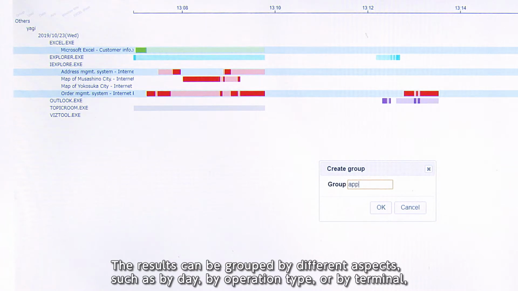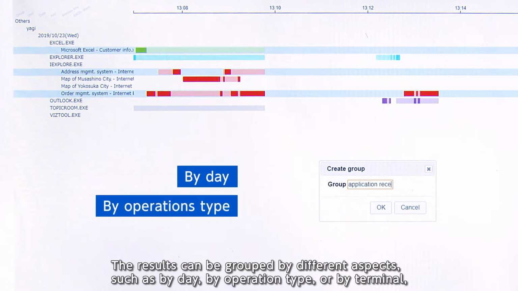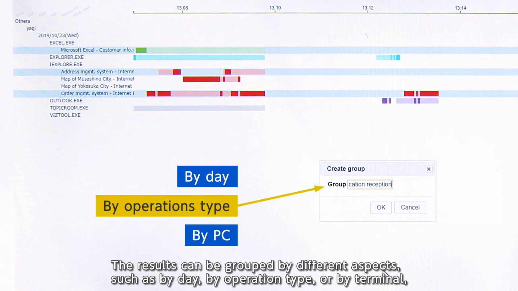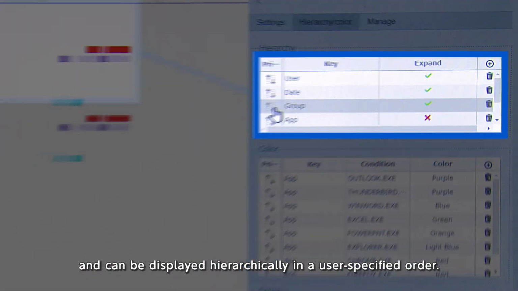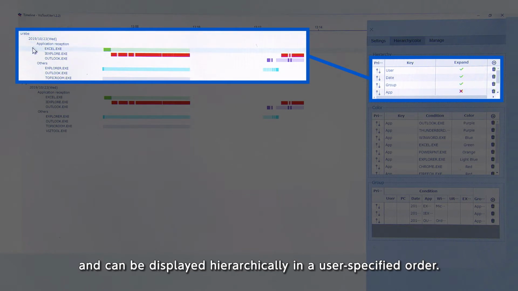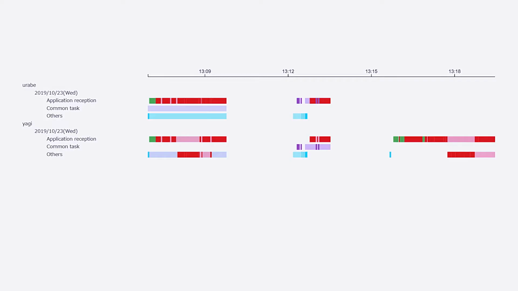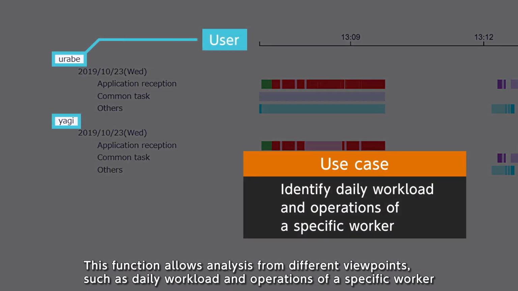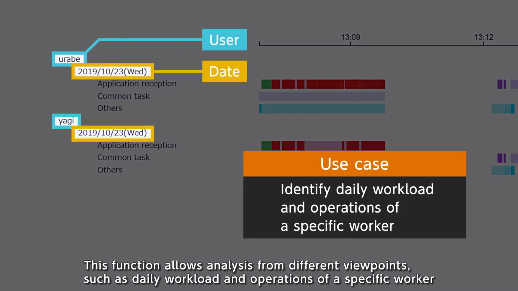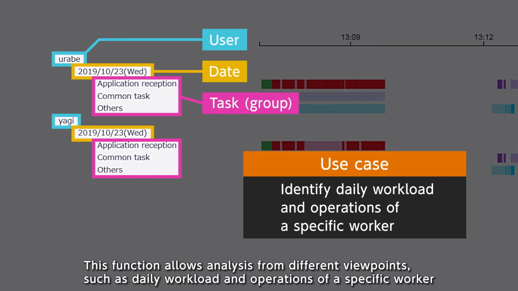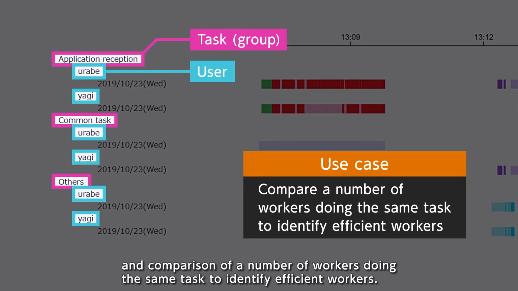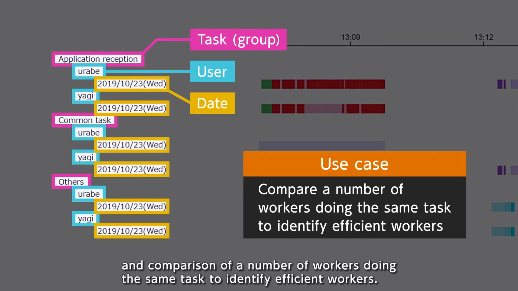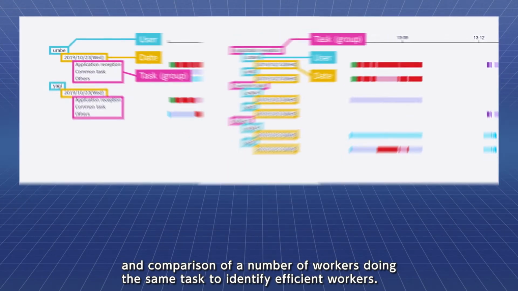The results can be grouped by different aspects, such as by day, by operation type, or by terminal, and can be displayed hierarchically in a user-specified order. This function allows analysis from different viewpoints, such as daily workload and operations of a specific worker, and comparison of a number of workers doing the same task to identify efficient workers.